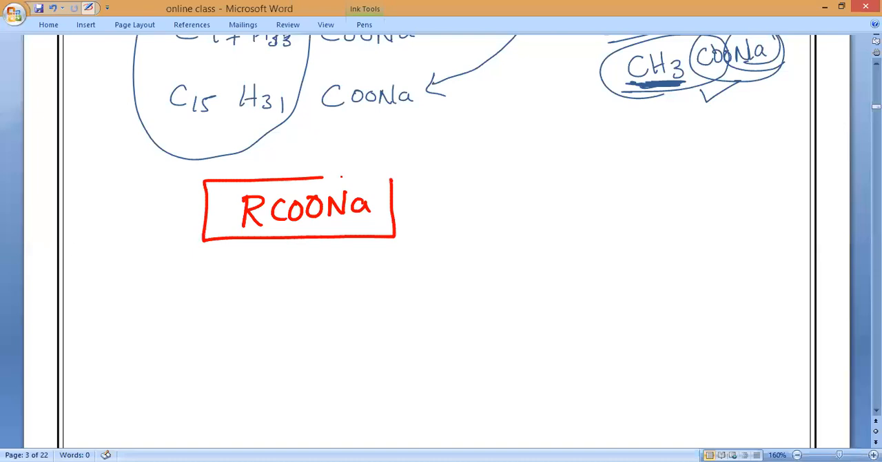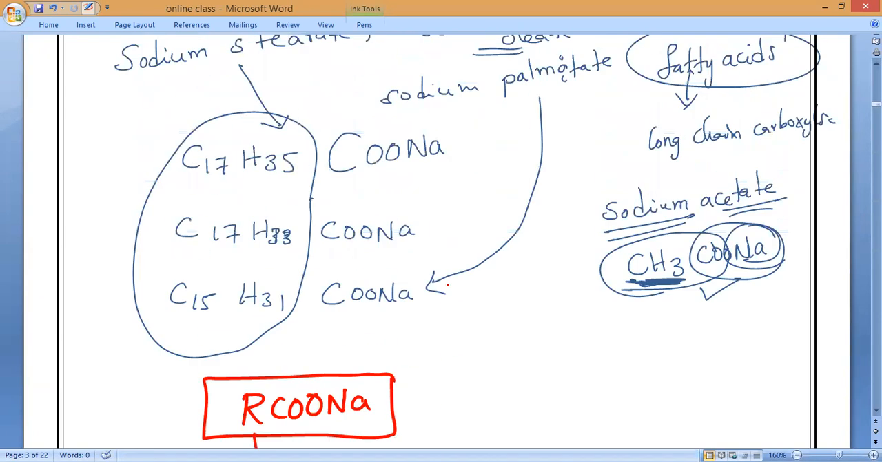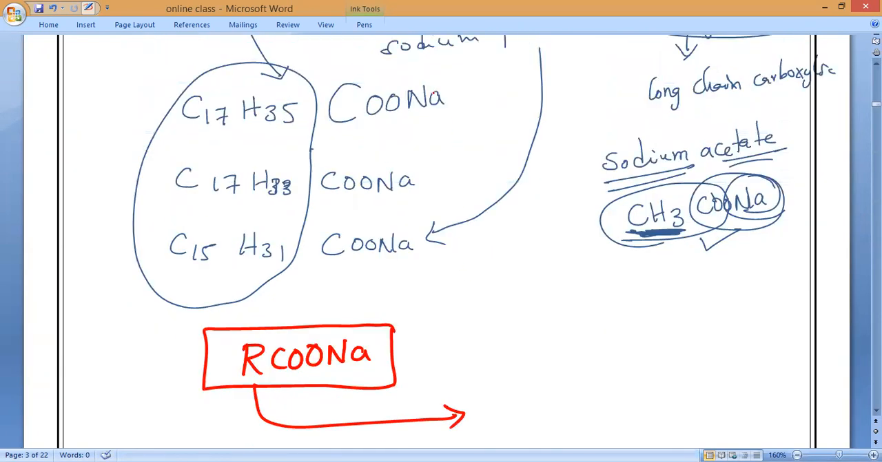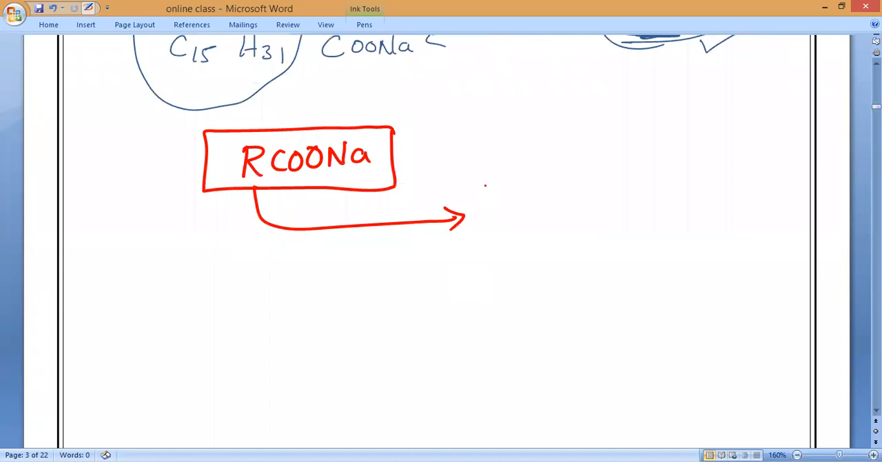RCOONa. So this is the general representation of soap. R means something; can anybody guess? It is a hydrocarbon, not exactly; it is the one where a hydrogen is removed. What is that called? For example, methane CH4, with one hydrogen removed, we get CH3. What is this called?